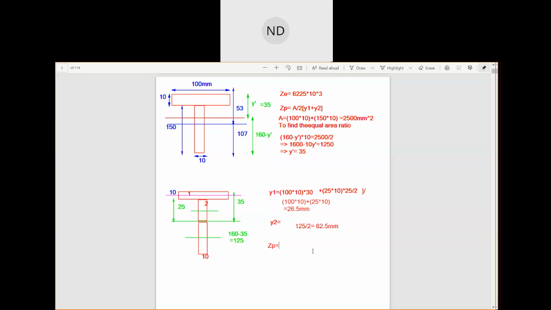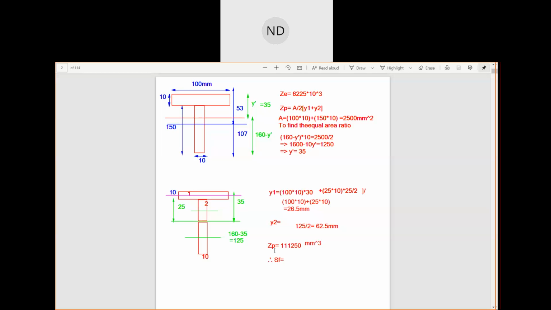How much is ZP? 111,250. Good. That is 111,250. So now you can find out what is the shape factor. Therefore, shape factor SF.